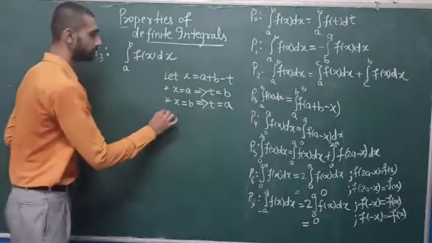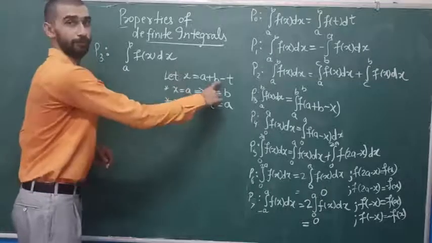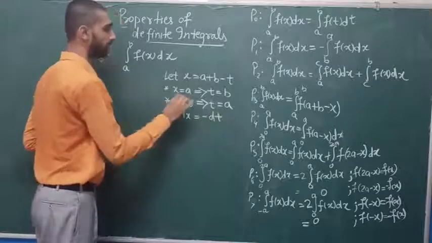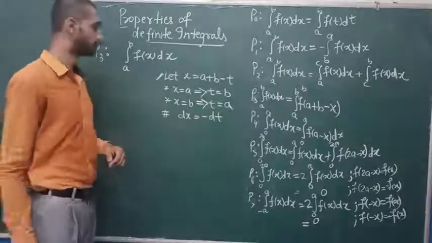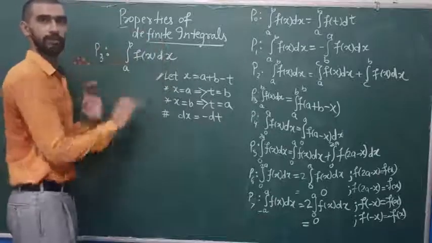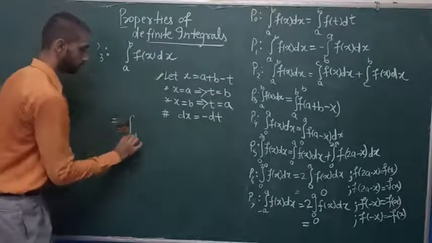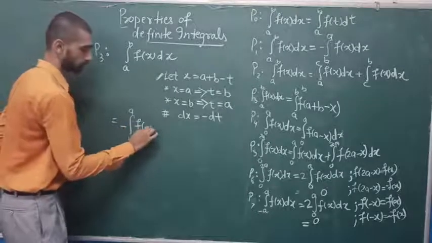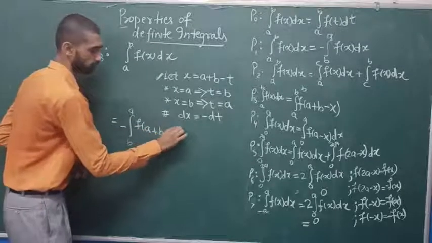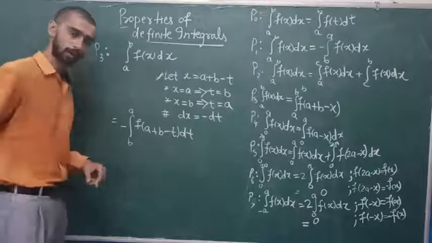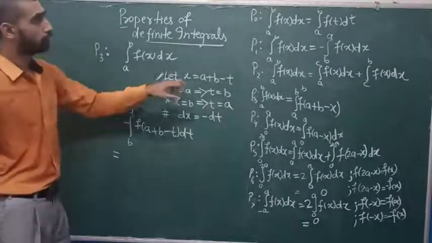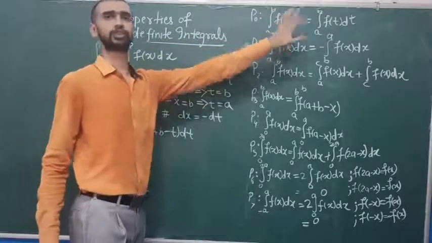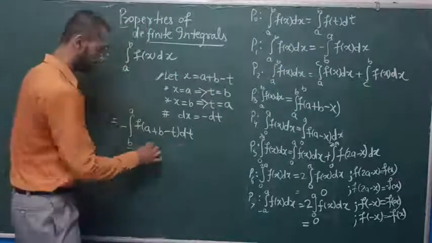And one more thing, if I differentiate it from both sides, it will become dx equals to minus dt. Differentiating this one. Put all these values in the definite integral. Minus from there. Okay. Now, from property P0, we can change the variable from x to t or t to x. I will apply this here.